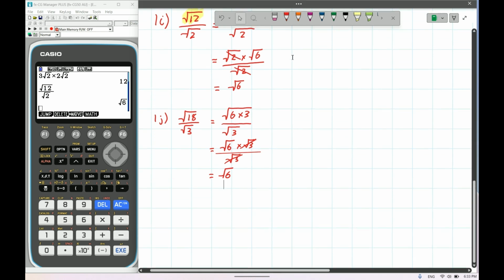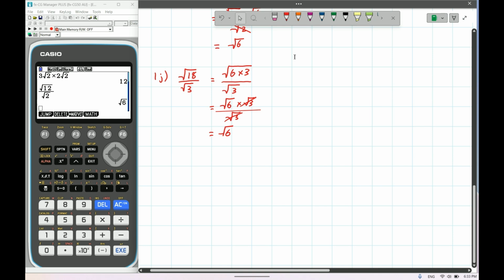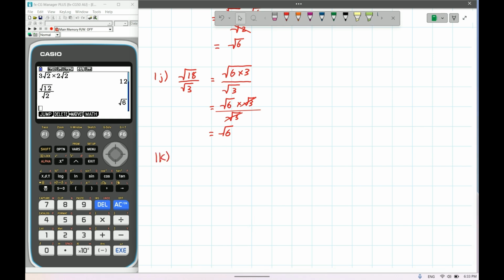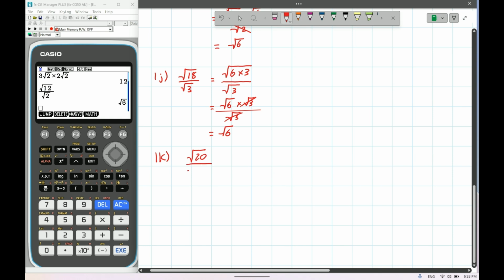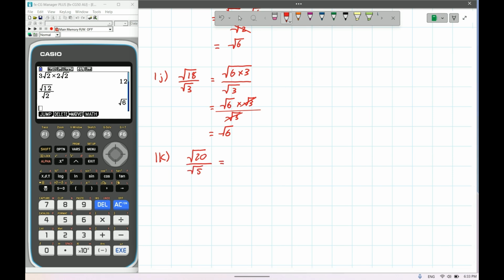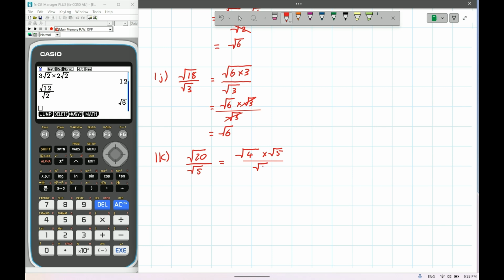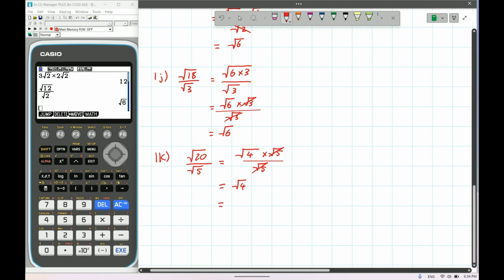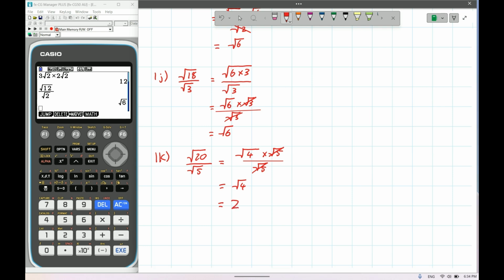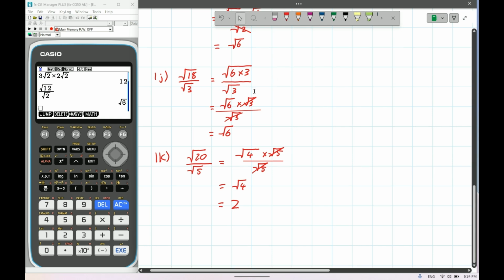Okay, let's keep going. 1k, you're looking at root 20 over root 5. Just like in the previous couple of questions, I'm going to break them up into two individual components. So I'm going to break this up into square root 4 times root 5. Then this will cancel with this, so you're left with square root 4. It's really important to check your end answer. Don't leave it at square root 4, because square root 4 is just 2. So make sure that you're being accurate in your answer. Cool.